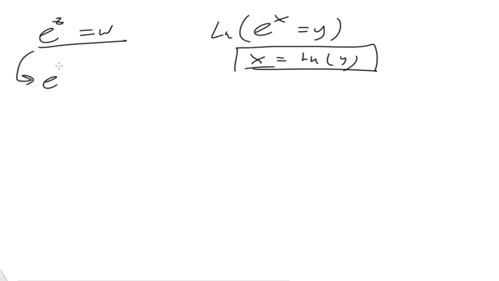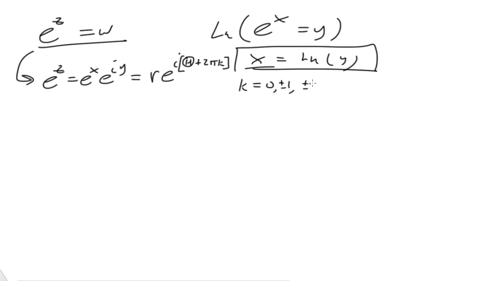e to the z is actually e to the x, e to the i y, right? And that's equal to w, and w is actually equal to, we can write it in this form, r e to the i, and then we're going to have what I'm going to call capital theta plus 2 pi k, where k, of course, as always, is 0, plus or minus 1, plus or minus 2, and so on. Okay, so how do we solve this equation?